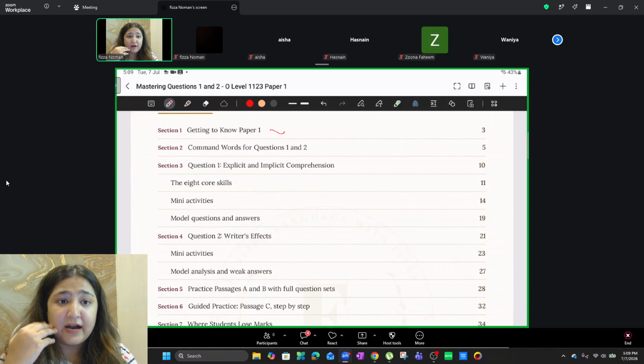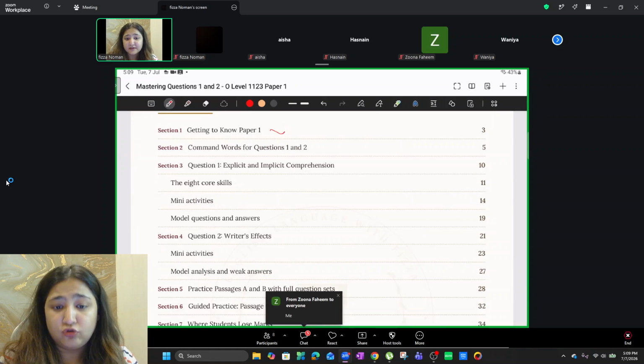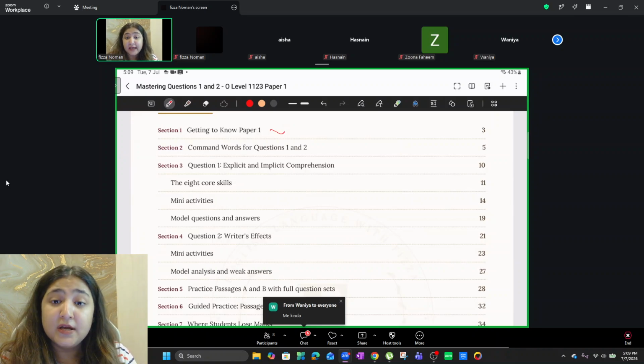How many of you fully understand and have fully grasped command words? Like you have understood this enough to explain it to someone else. Do I have someone in class like that? Zuna has. Okay. Anyone else who can claim, yes, I have understood command words entirely, kind of? Okay, Vanya, good enough? Chalo, alright.